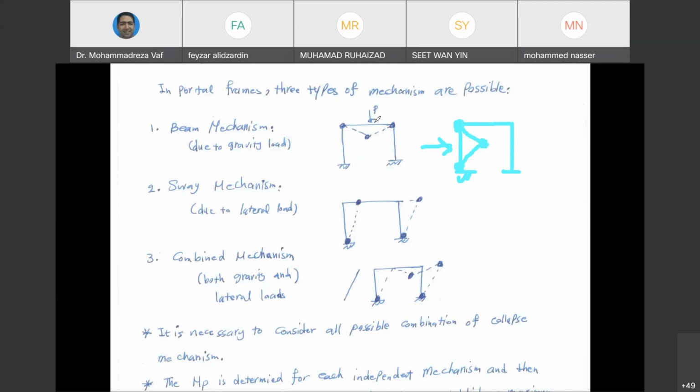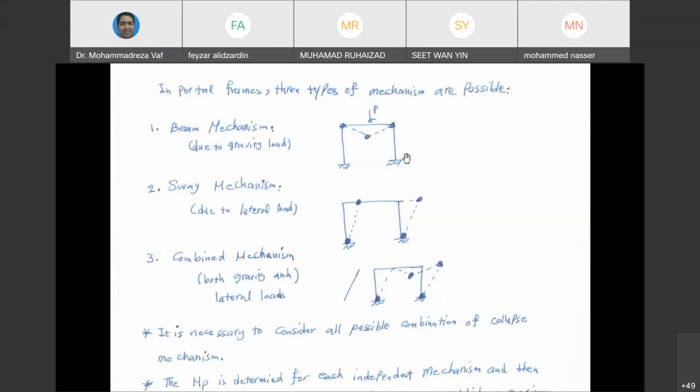So regardless of whether it is on the beam or on the column, this is considered to be a beam mechanism and it needs three plastic hinges for the collapse condition. And these plastic hinges are always going to be at the location where the bending moment is maximum.